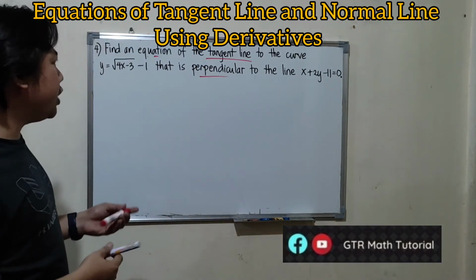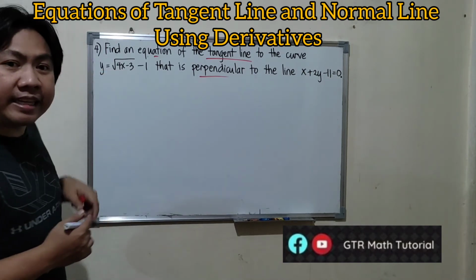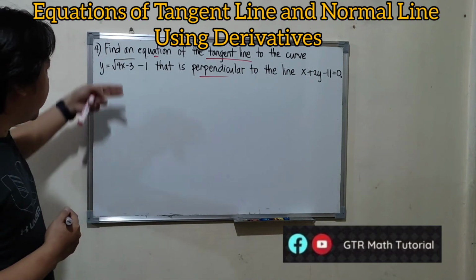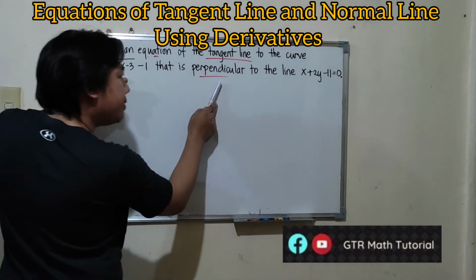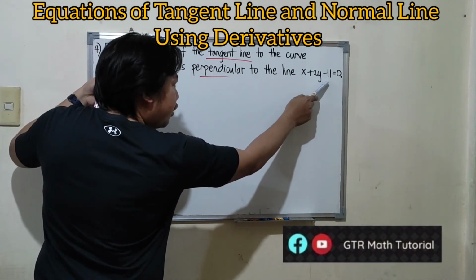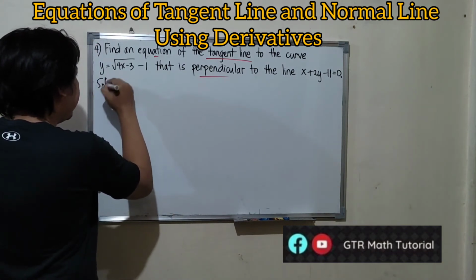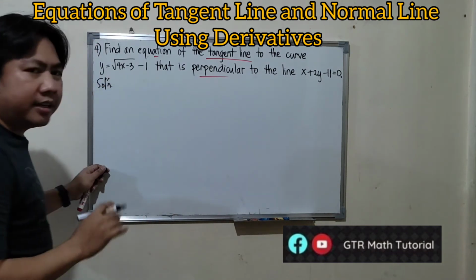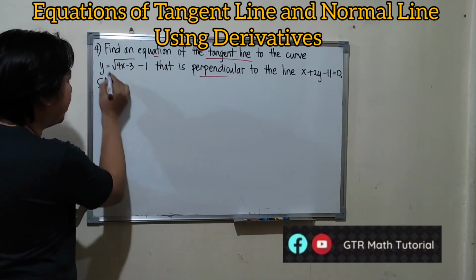So, yan, yung term na perpendicular. Okay, so first, kunin muna natin ang slope ng tangent line. Yung slope daw ng tangent line, perpendicular dito, perpendicular sa line na ito. So, kunin muna natin ang slope of the tangent line. So, get the derivative of this function.